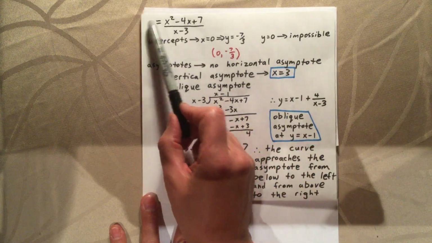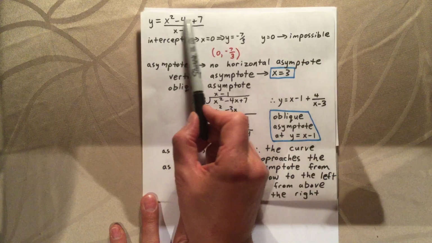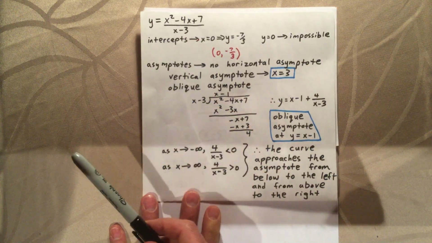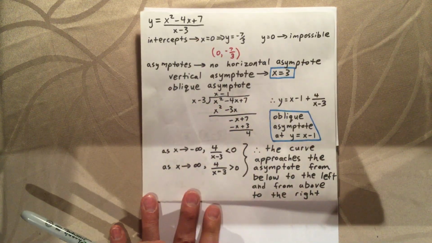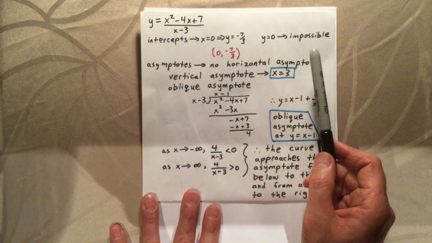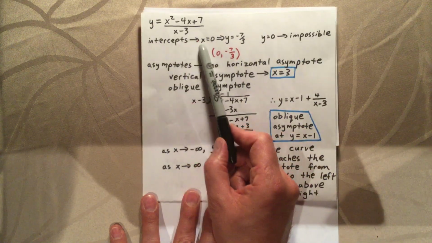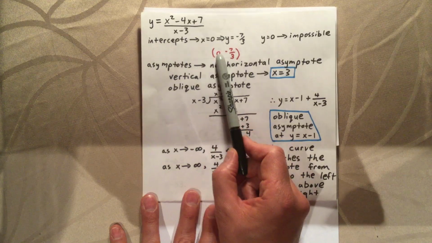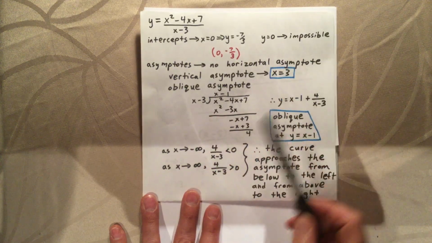And the reason for that is because x squared minus 4x plus 7 cannot equal 0. Plug it into the quadratic formula and try it for yourself. It just won't happen. So we see that we have a y-intercept of (0, negative 7/3), and no x-intercepts at all.